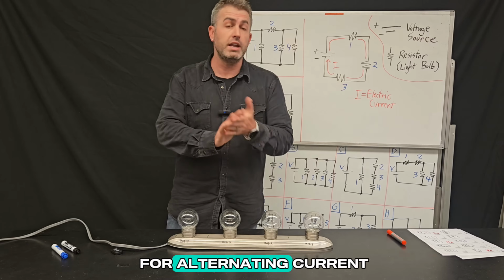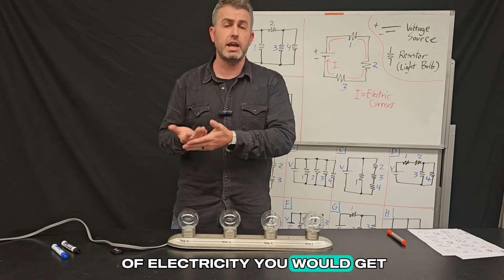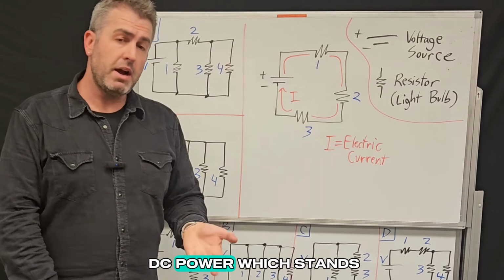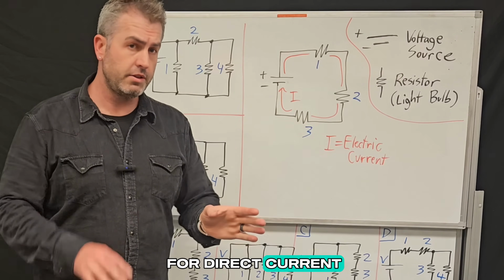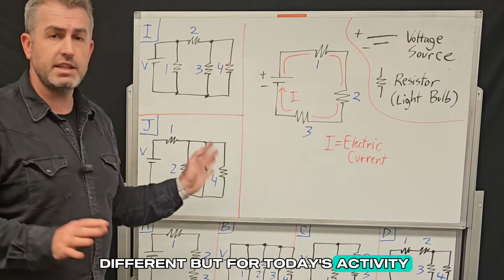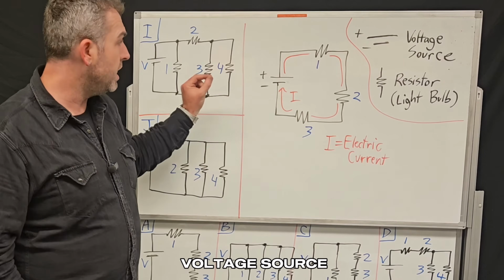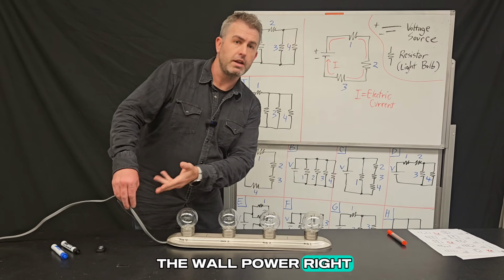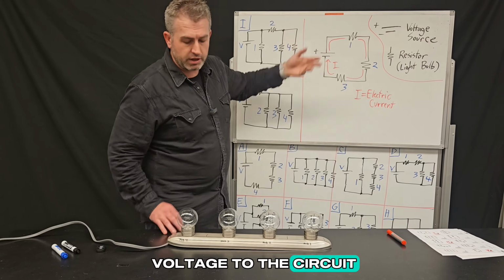AC stands for alternating current, which is the type of electricity you would get when you plug something into the wall. A battery is actually DC power, which stands for direct current. They're a little bit different, but for today's activity, I'm going to simplify and just use the battery symbol for my voltage source. And again, you're thinking the wall power, right? That's what's supplying the voltage to the circuit.